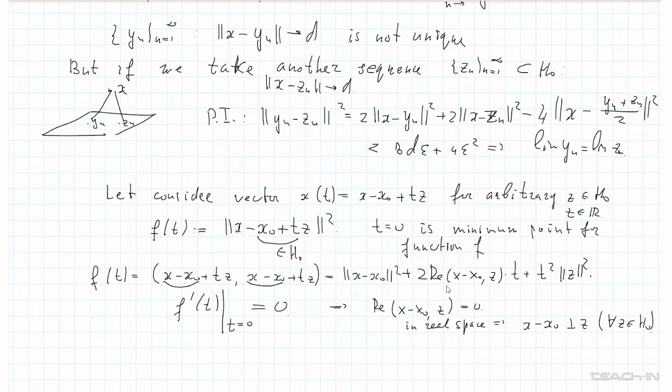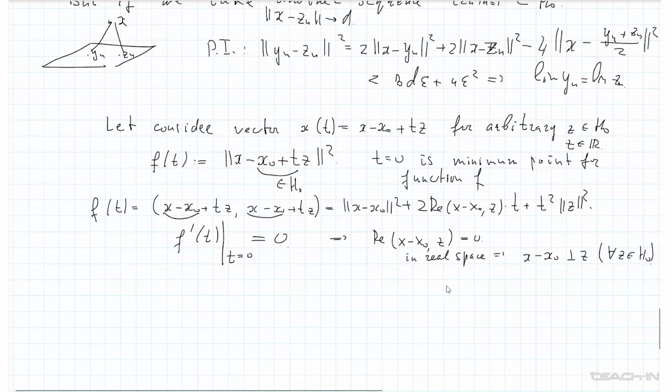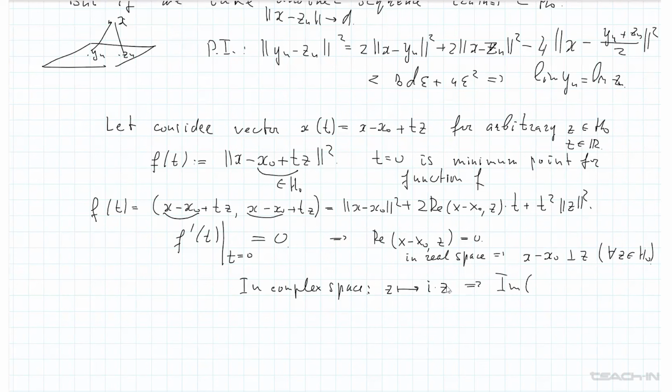But in a complex space, what we can do is make a change of z to imaginary unit times z. And then the real part changes to the imaginary part. From this, we obtain the imaginary part equals to 0 again. So we obtain that the scalar product of x minus x0 and z equals to 0. So x minus x0 is orthogonal to z.